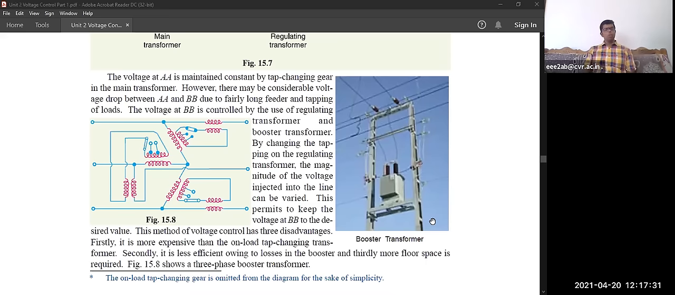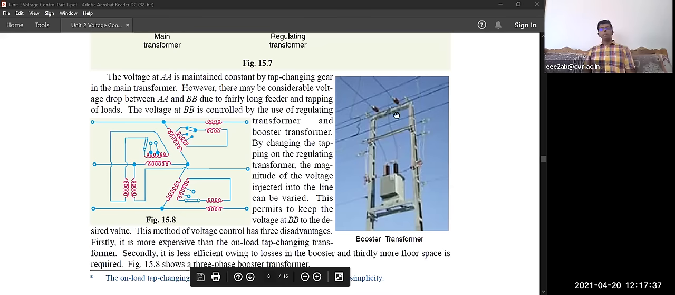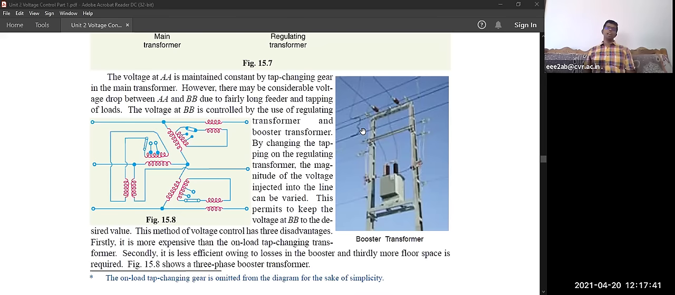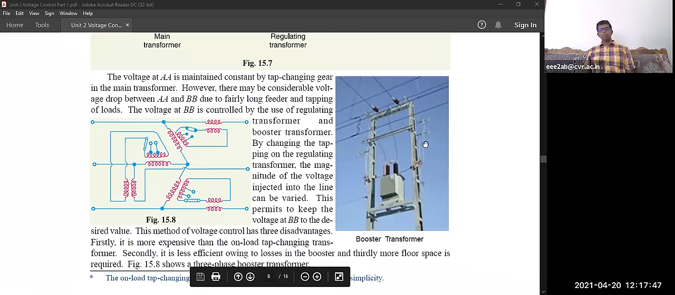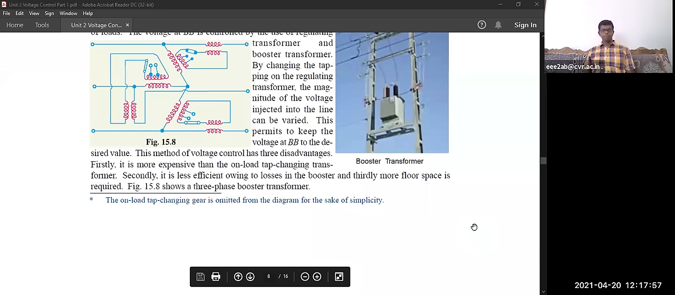But even so, you will find one or two places where this kind of booster transformer is still in operation. After 2012, they reduced installing booster transformers and changed to these distribution transformers, pole-mounted distribution transformers.